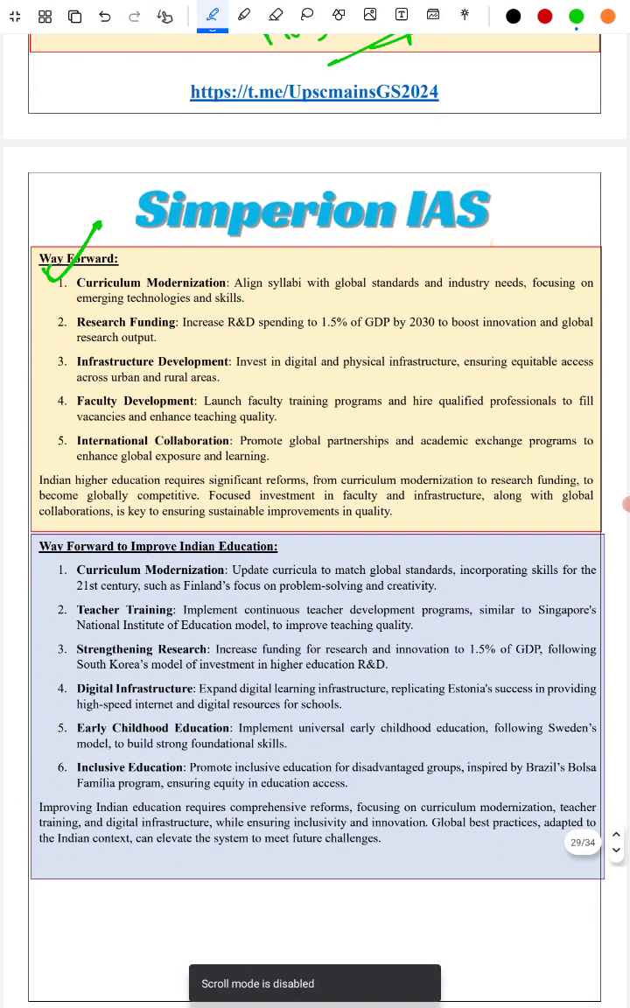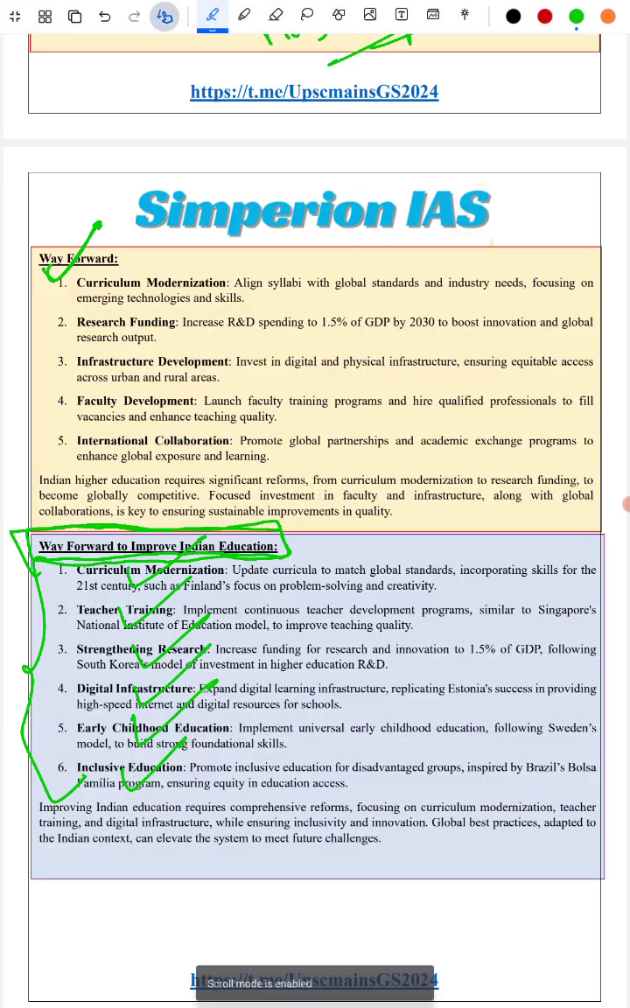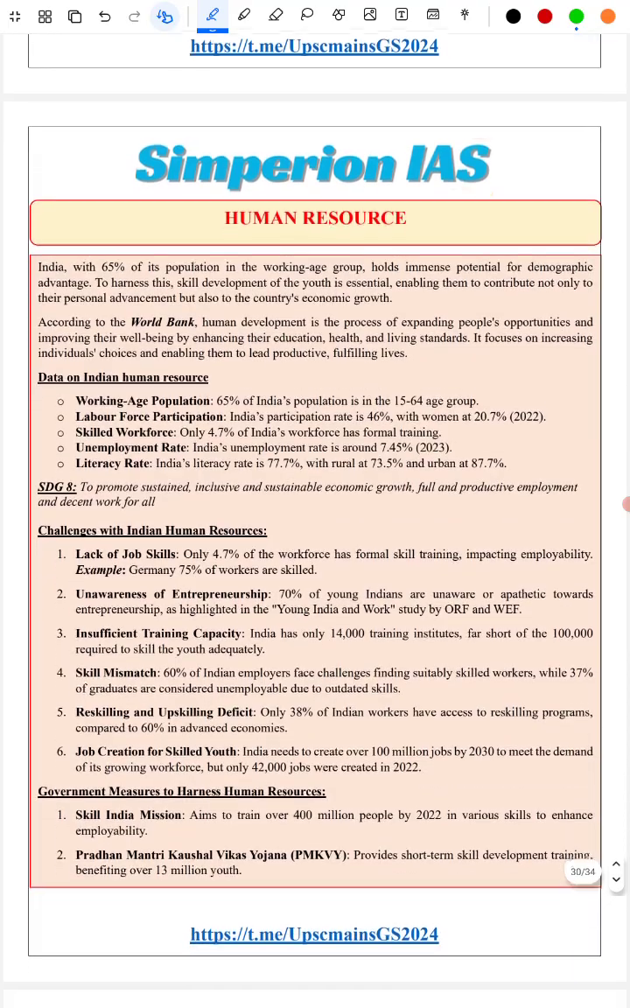And finally, we have dealt with the topic of how to improve Indian education itself. The challenges of Indian education and how to improve it. We have covered 6 points: curriculum modernization, better teacher training, strengthening research, empowering the people who want to do research, digital infrastructure, early childhood education, inclusive education. That's it for the topic of education.